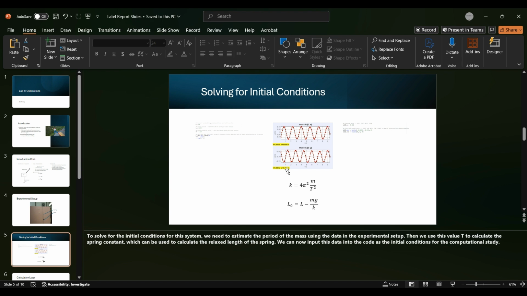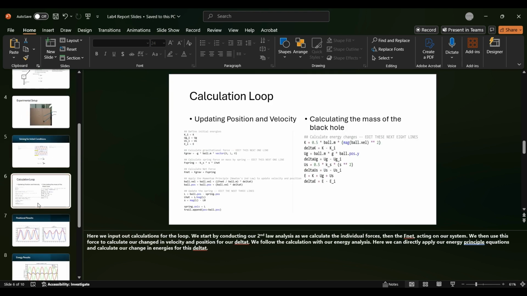In order to solve the initial conditions for the system, we need to estimate the period of the mass using the data in the experimental setup. Then we use this value T to calculate the spring constant, which can be used to calculate the relaxed length of the spring. We can input this data into code as initial conditions for our computational study.